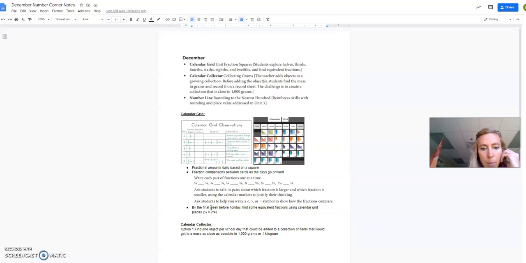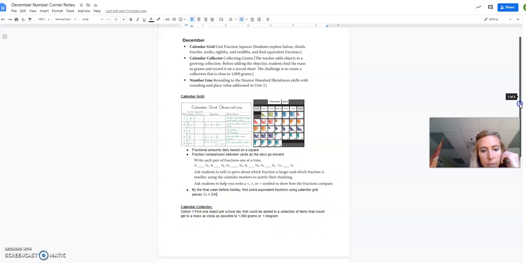And then by the final week before we go to Christmas, find some equivalent fractions in there. So like 1/2 is the same chunk as 2/4. Okay, so that's it for calendar grid. That's a major hitter with fractions.